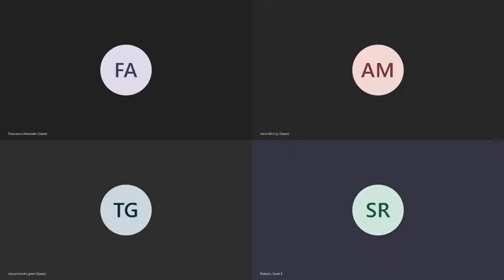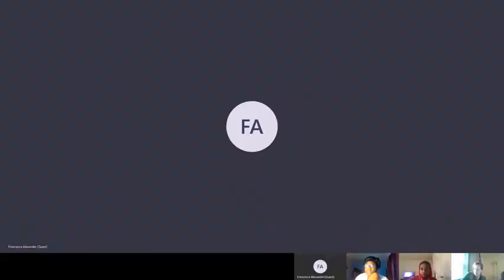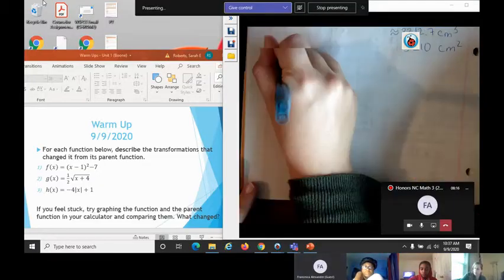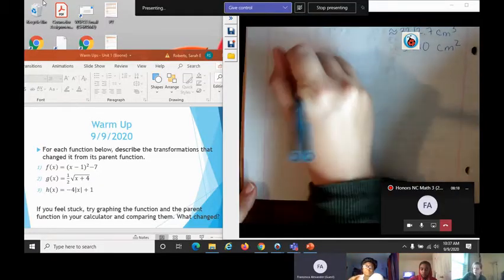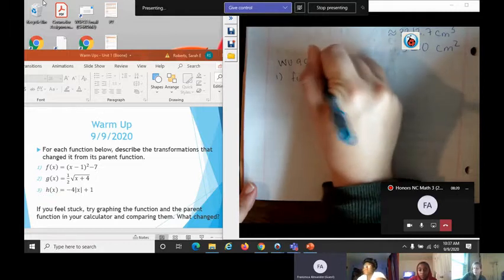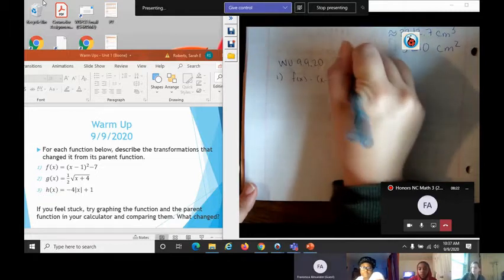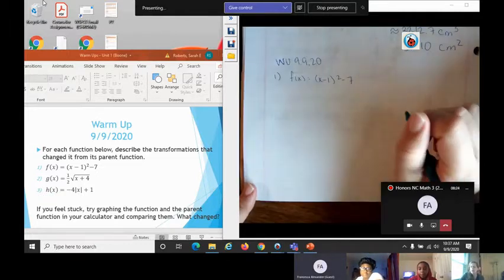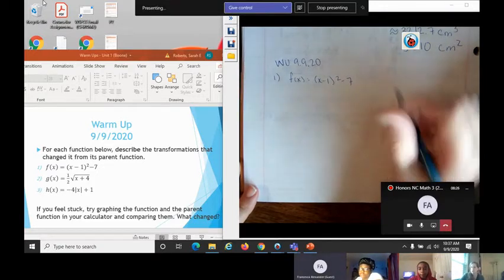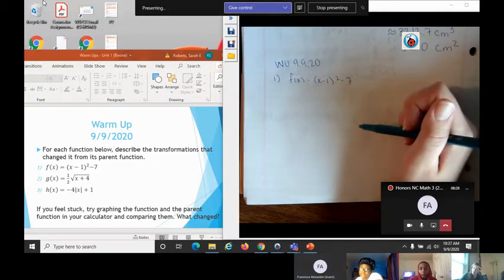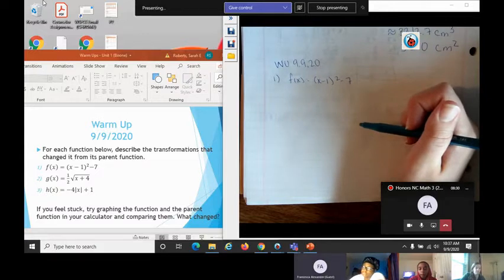That changed it from its parent function. So we have y equals (x minus 1) squared minus 7. So Aaron, what type of function is this? Do you remember which function family this one's in?